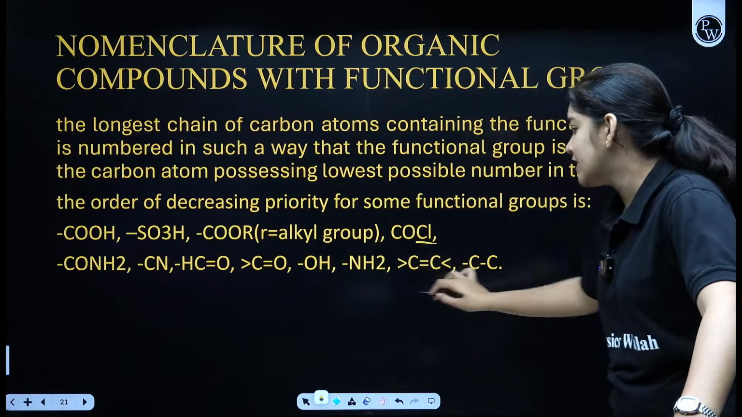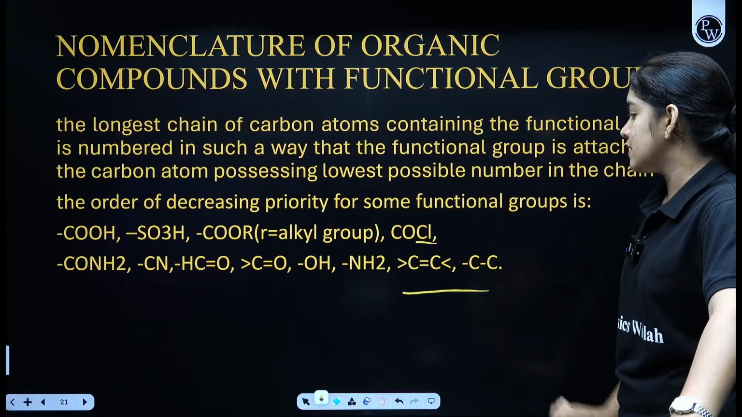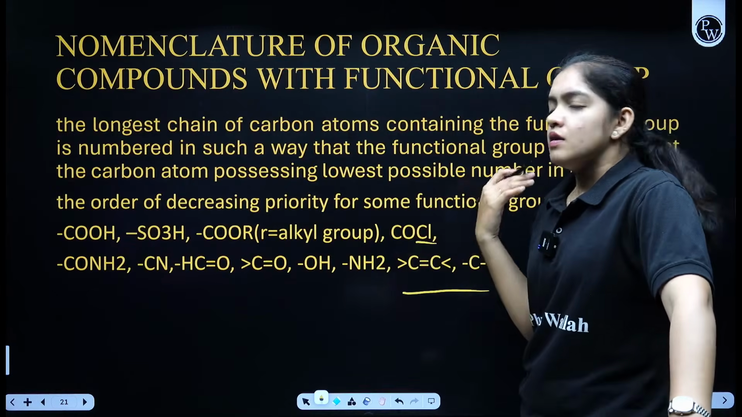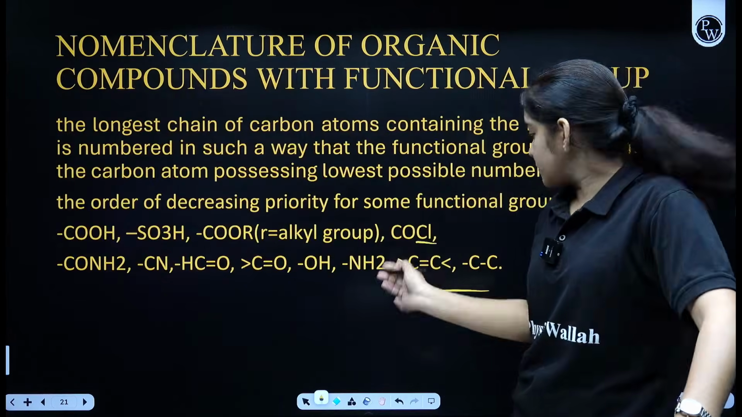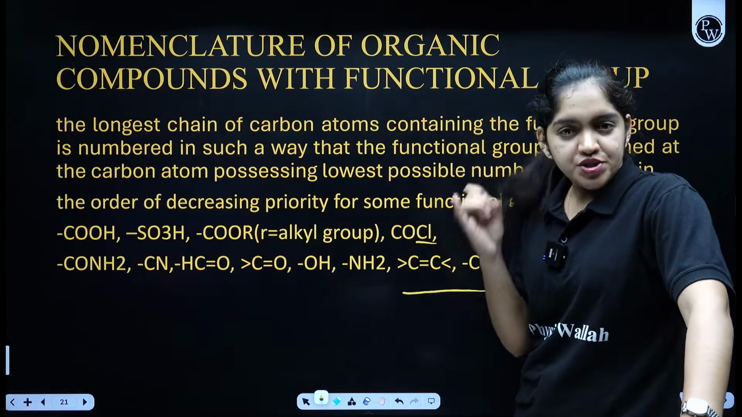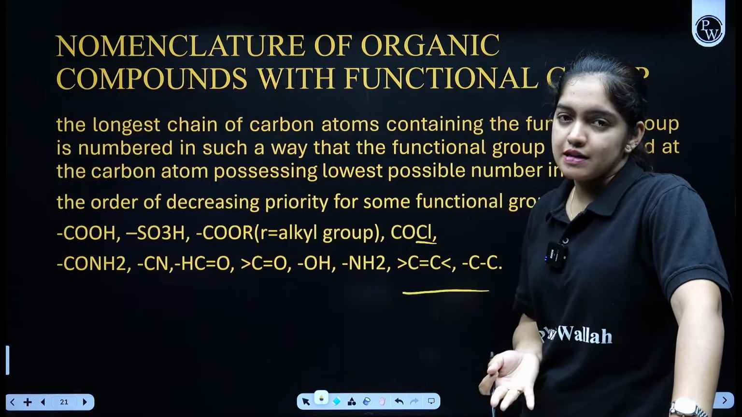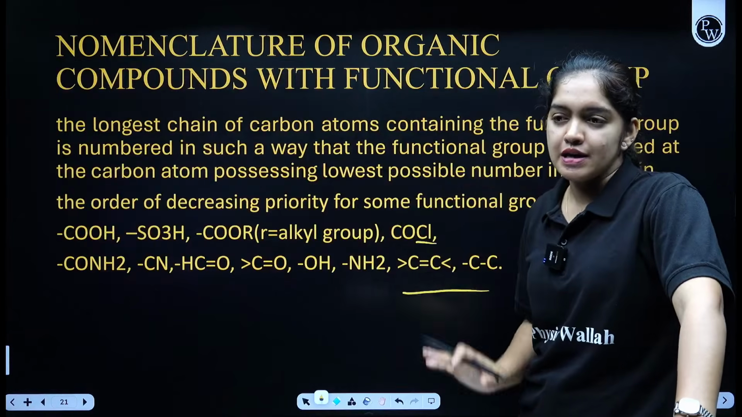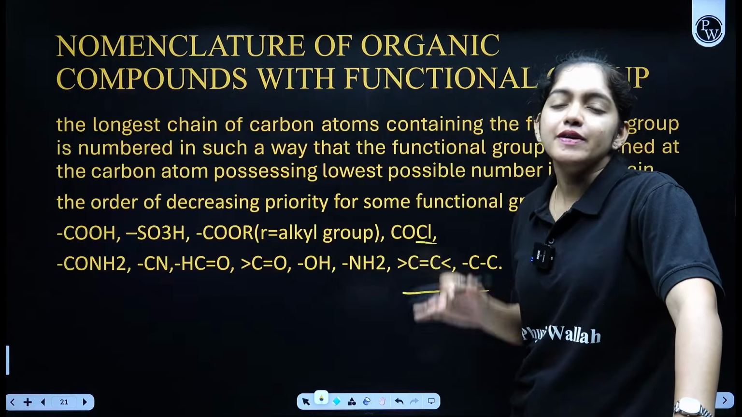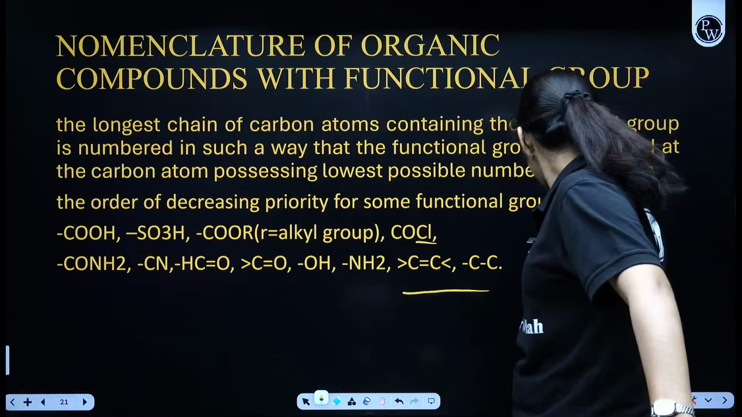Then this one we learn now: the C double bond and C single bond. Double bond, triple bond and single bond we learn. Triple will also be there. So, triple, double and single. Single will be given the least priority. Got it? So, we can go to the naming with the functional group.